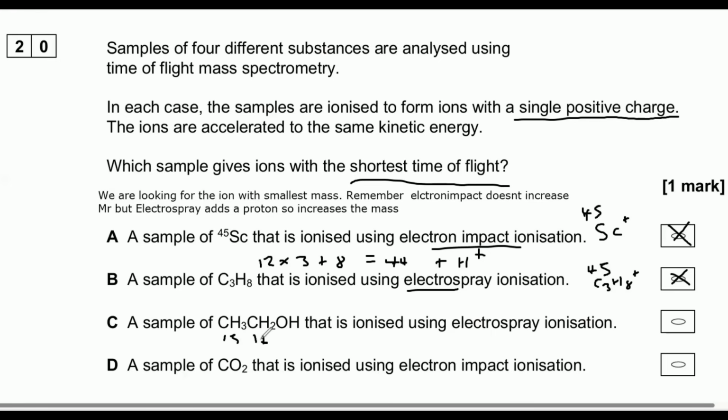A sample of CH3CH2OH, so that's 15 plus 14 is 29, 46 is the MR for that, and it's electrospray, so it has one added, so that's going to be 47 is the mass number for that. So that is the heaviest one. And a sample of CO2, which is 44, that is ionised using electron impact, that's going to be the quickest. D is going to be the fastest to get there. Okay, moving on, a couple of questions to go and then we're done.